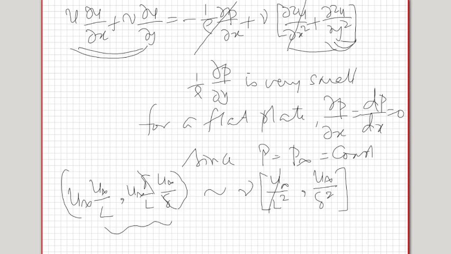Now, what do we make out of this equation? This equation tells me that u infinity squared by L on the left hand side is of the order of nu u infinity divided by delta squared. So this gives me an expression for delta in terms of order of magnitude, which is very important. The u infinity will go together, and I can take this delta squared and multiply and divide by L. So I'll get delta by L the whole square on the left hand side.